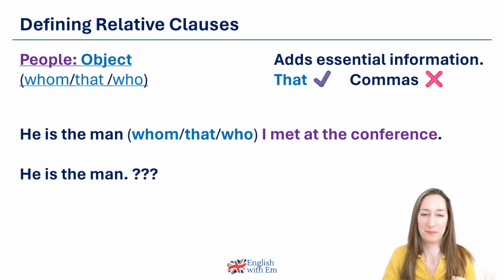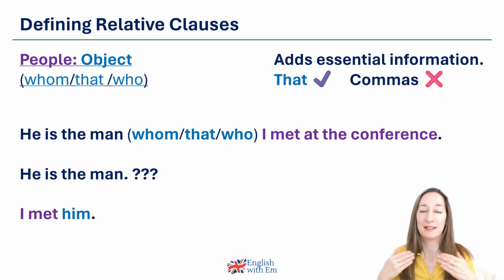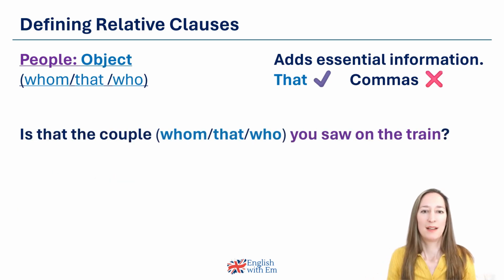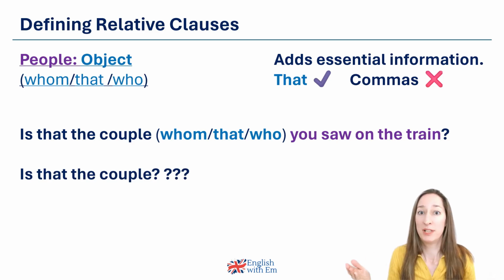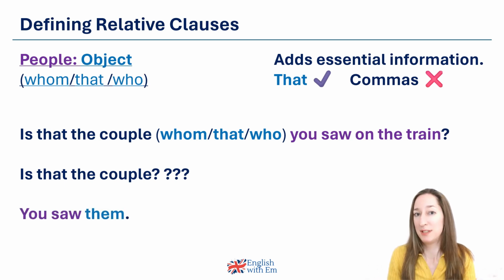And how do we know that we're dealing with an object? Well, I met him. So again, if we ask the question, who did I meet? I met him. I am the subject. He is the object. One more example. Is that the couple whom you saw on the train? So again, essential information. Is that the couple? Which couple? The couple whom you saw on the train. You saw them. Who did you see? Them. Object.